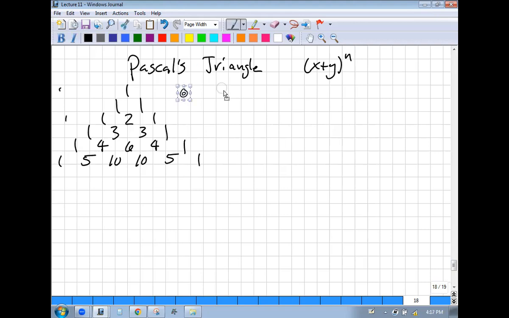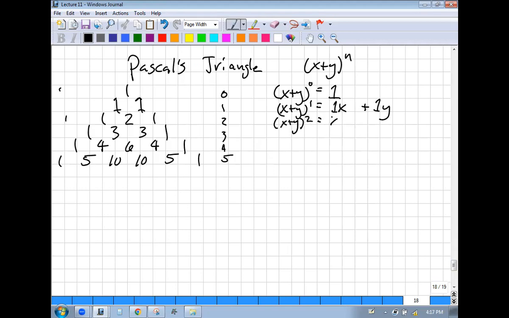This is 0, 1, 2, 3, 4, 5. So x plus y to the 0 power, 1. Anything to the 0 power is 1. X plus y to the first power is x plus y, right? 1x and 1y, we don't bother writing it, right? X plus y squared is 1x squared plus 2xy plus 1y squared. 1, 2, 1. So x plus y cubed, these are your coefficients. 1x cubed plus 3x squared y plus 3xy squared plus y cubed.